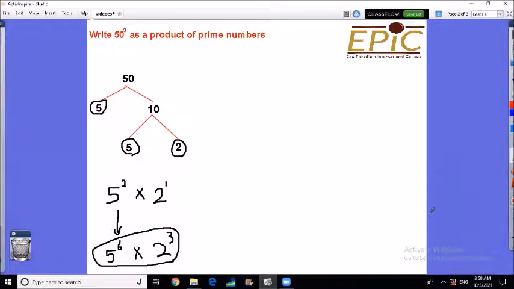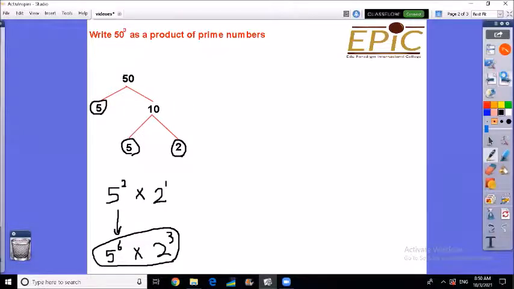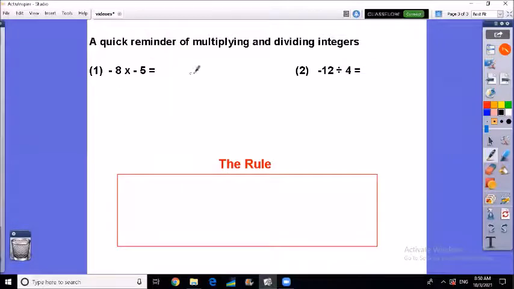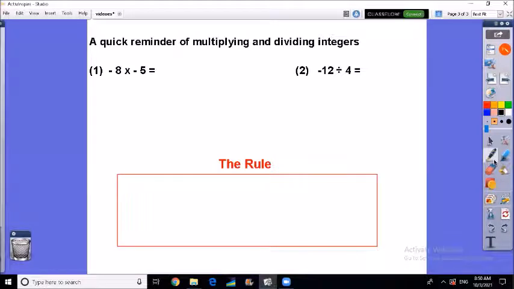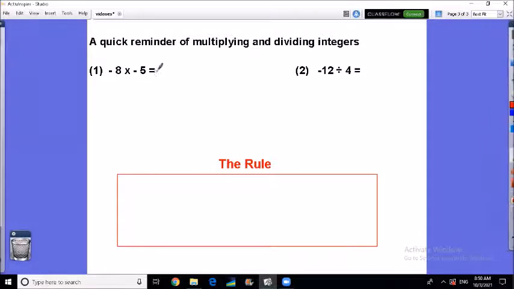All right, that is all about prime factorization, but let's have a look at something that I'd like to remind you of. A quick reminder of multiplying and dividing integers. What if I have a number like this, -8 multiplied by -5? Well, very easy. The first thing that you should do is multiply normally as if there are no signs. What is 8 times 5? Oh, is it that easy, mister? Yeah, let's just take it step by step. So 8 times 5 is 40. Great.